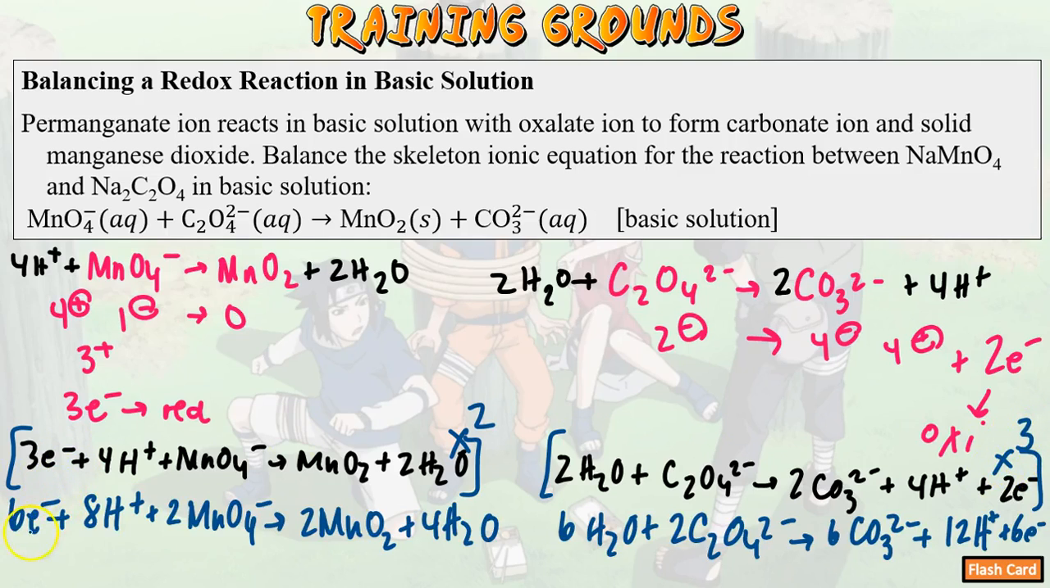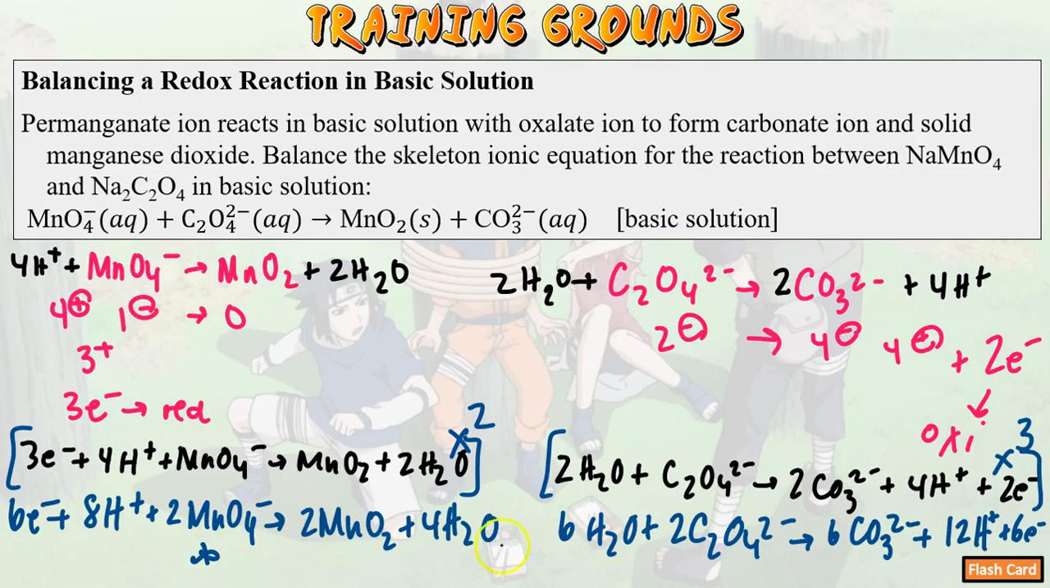All right, so for our reduction half reaction, we can now have 6 electrons plus 8H+ plus 2 MnO4- is going to produce 2 MnO2 plus 4 H2O. And then for our oxidation half reaction, we have 6 H2O plus 2 C2O4 2- is going to produce 6 CO3 2- plus 12H+ plus 6 electrons. Now for step number 4, our goal is to add the half reactions and cancel substances that appear on both sides.